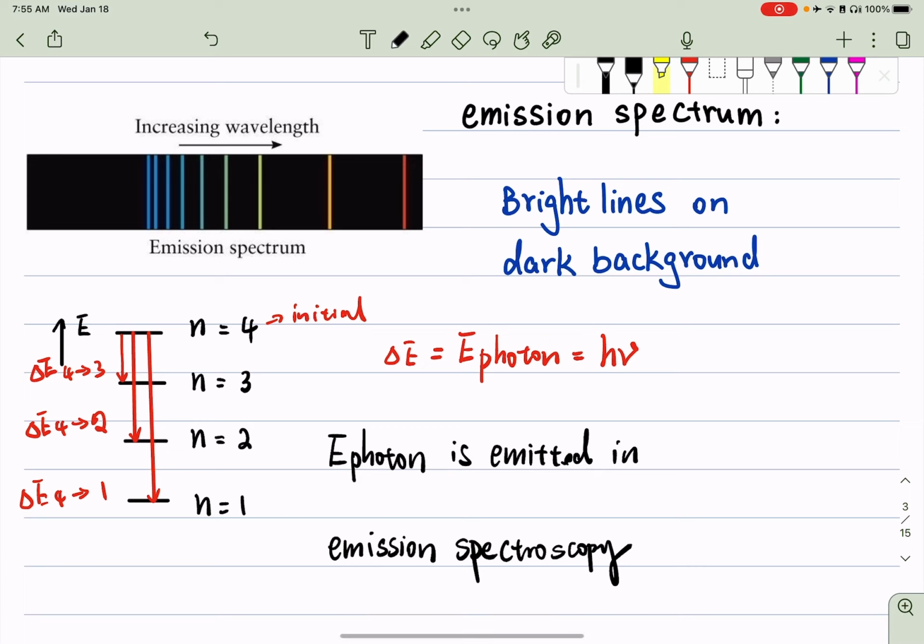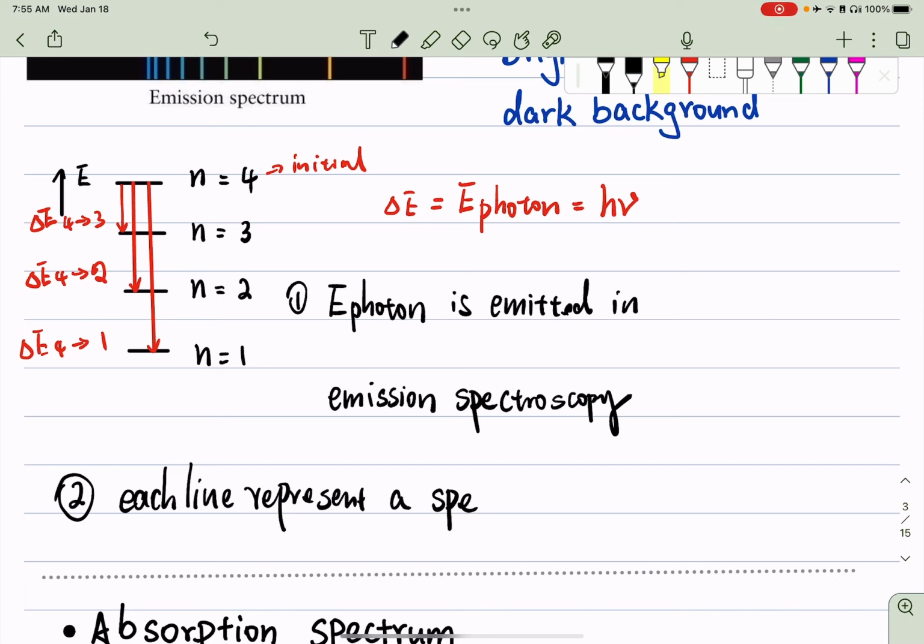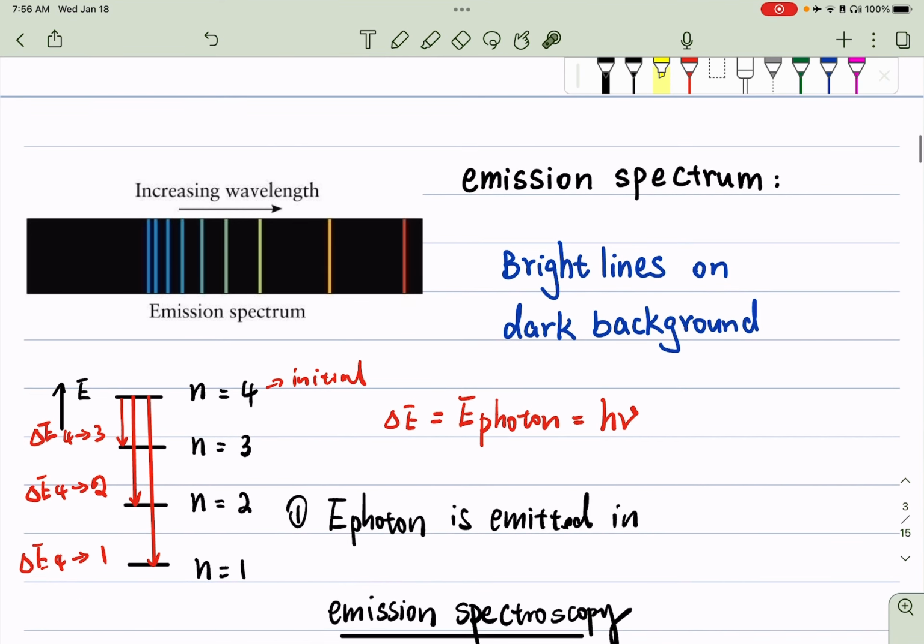All right, so it's being emitted, that's why we're seeing the bright line. Second piece of information is each line represents a specific delta E.